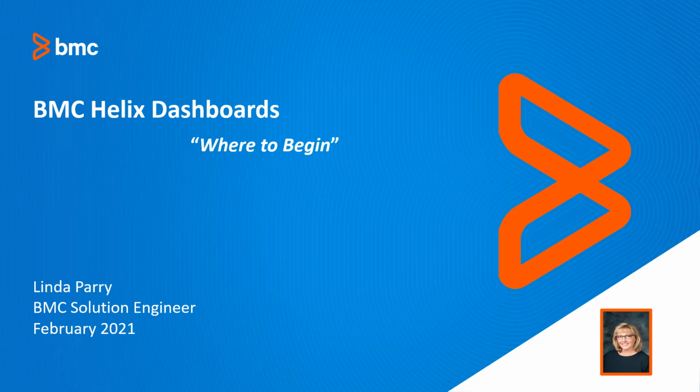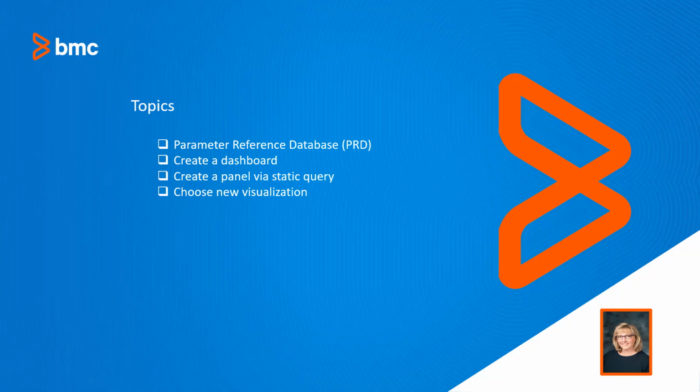I'm going to be doing a series of videos on how to utilize BMC Helix dashboards. As this is the first video, we're going to start at the beginning. We're going to talk about the parameter reference database that refers back to how the Patrol knowledge modules gather the data that it monitors, and how we use that information to create a dashboard via a static query, and how you can change the visualization once you've created a query.